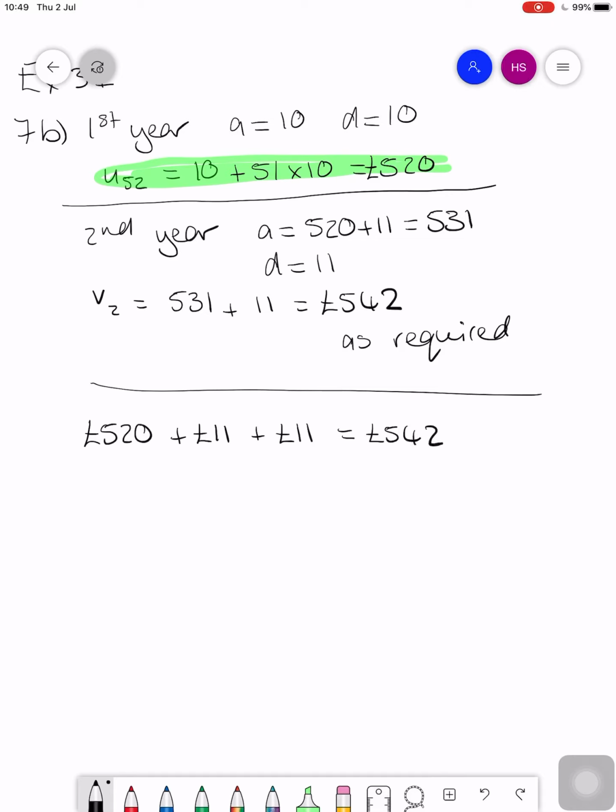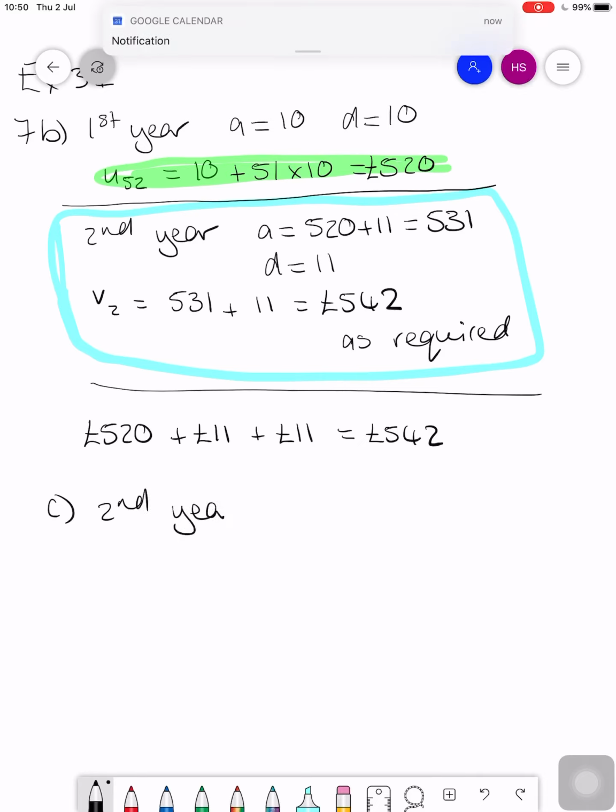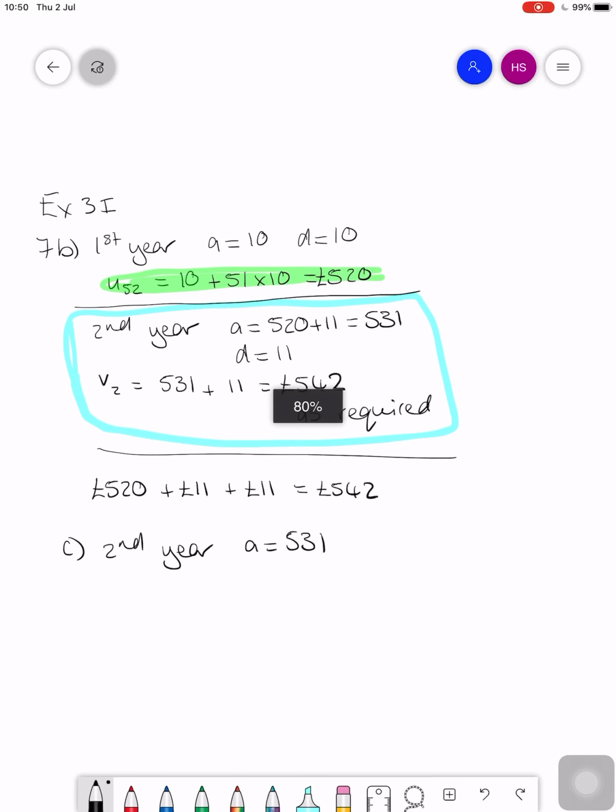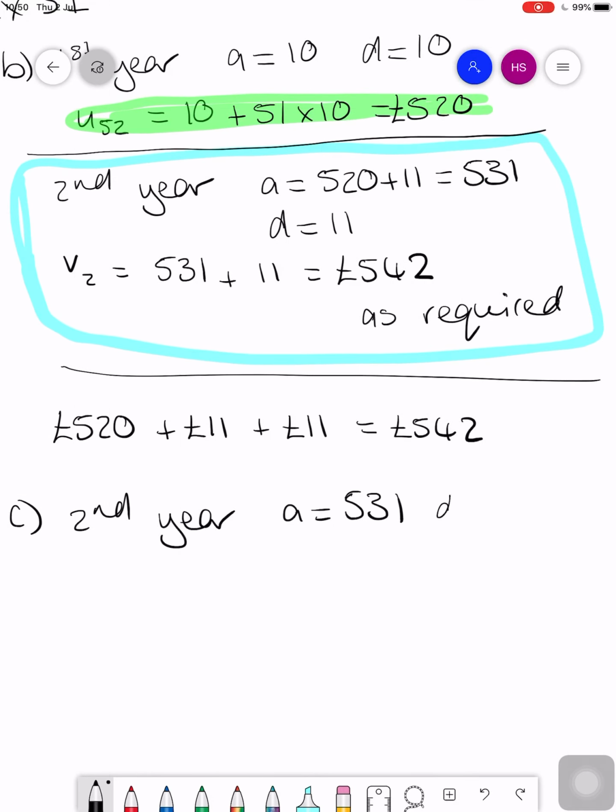Okay, right, so then let's have a look at 7C. So find the total commission paid to him in the second year. Okay, so by doing this working here, we've already set it up to be able to answer that, because we've already said, well, in the second year, A is 531. That's how much he's getting in the first week of the second year. It's now going up by £11 a month, so D is 11. So we're going to use the summing formula, and we're sticking to 52 weeks in a year.